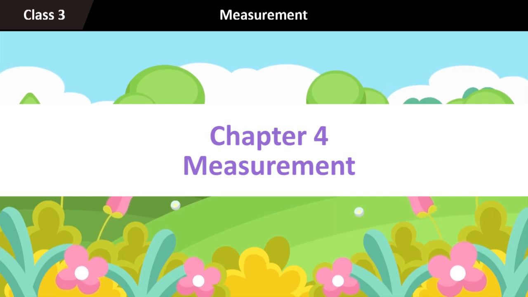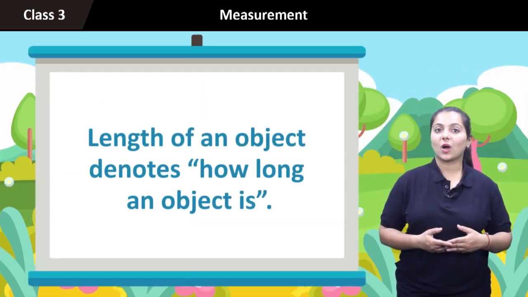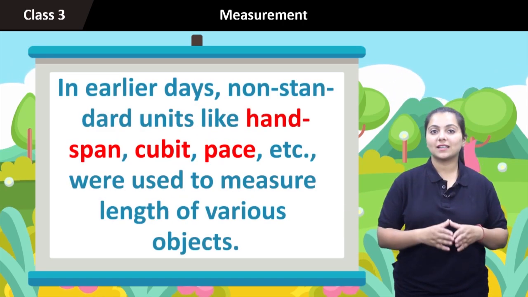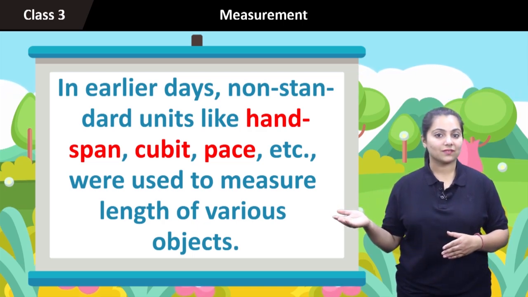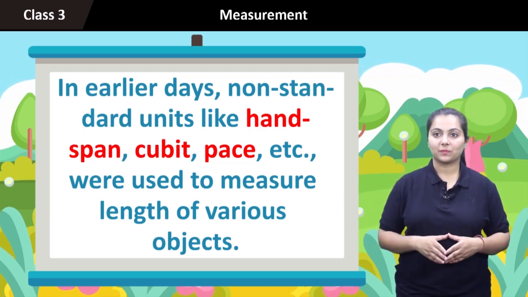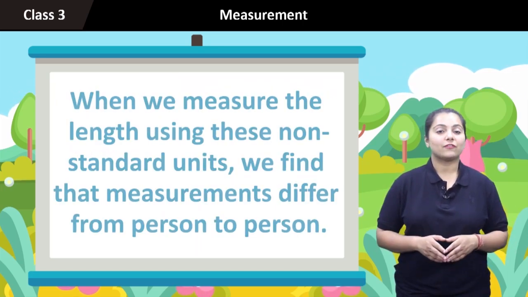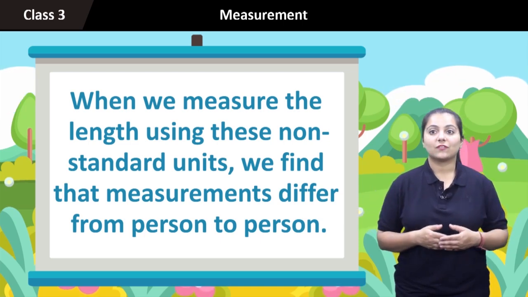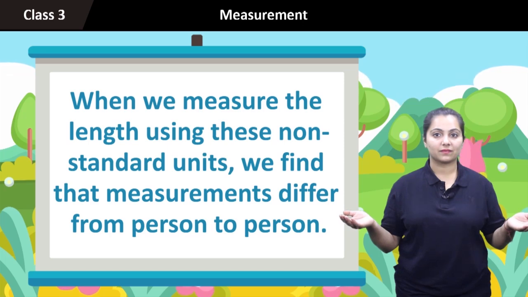Chapter 4. Measurement. Length. Length of an object denotes how long an object is. In earlier days, non-standard units like handspan, cubit, pace, etc. were used to measure length of various objects. When we measure the length using these non-standard units, we find that measurements differ from person to person.